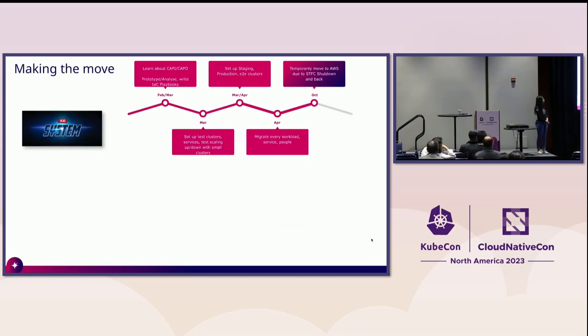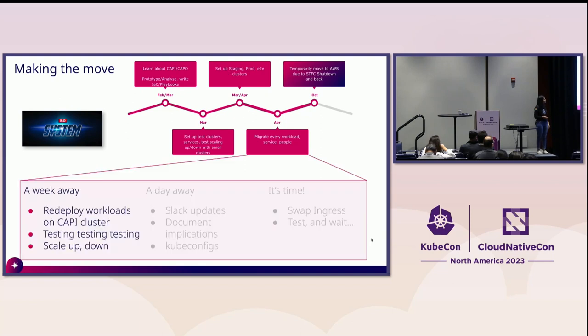So it started by laying a lot of groundwork well in advance. This included upskilling within the team, reading about ClusterAPI and documenting it internally on Confluence as well, and setting up test clusters to play with, followed by setting up the staging and production clusters that we needed ahead of the migration itself.